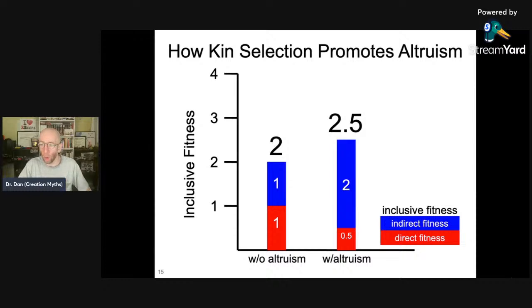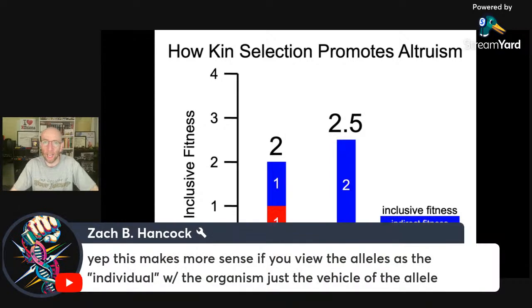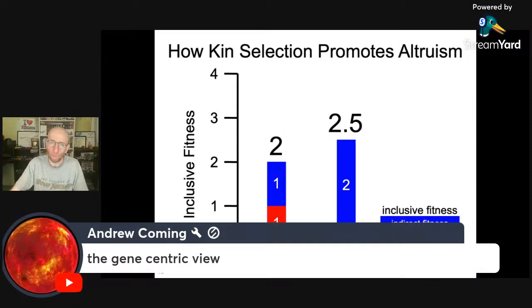And I really like what Zach says here. This is great. Yeah, this makes more sense if you view the alleles as the individual with the organism just as the vehicle of the allele. Yeah, that's exactly right. It's really the selfish gene paradigm that we're looking at here, where the unit is the allele rather than the individual that happens to possess the allele. Yeah, we're looking at the alleles and the frequency of those and how they transmit in the population. Absolutely. Perfect. The gene-centric view, as Andrew said.